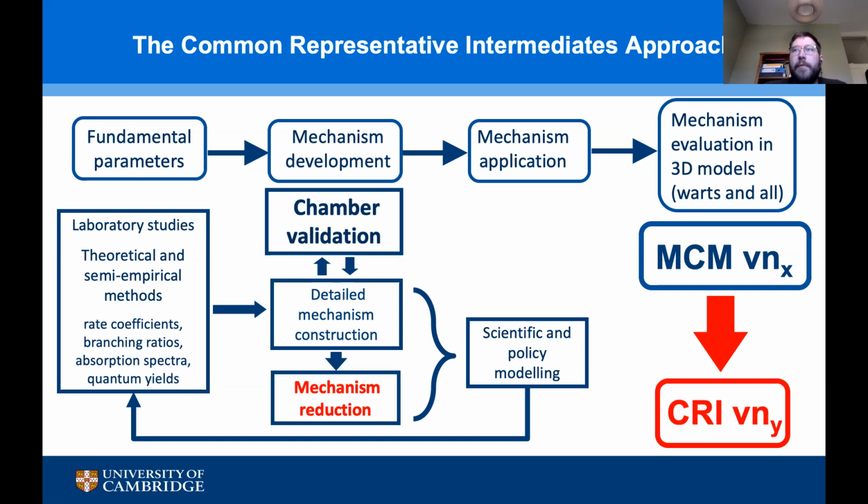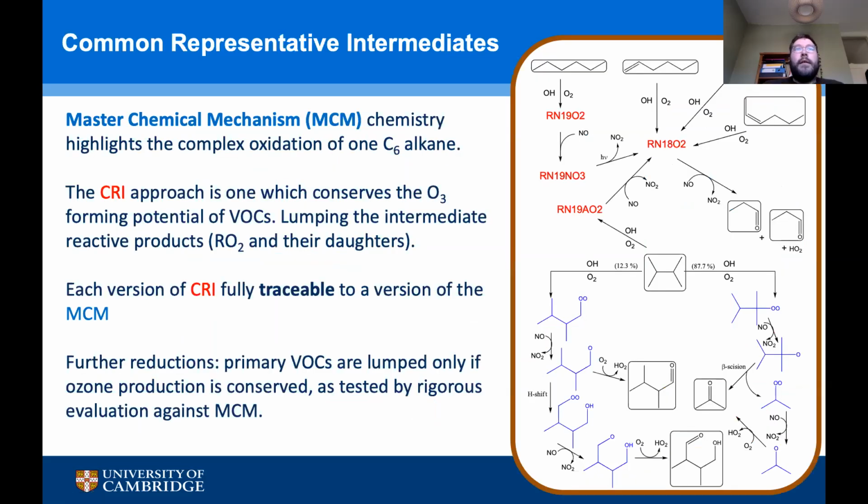And when we say maps to it, really what we're saying is that, given the same input of VOCs and NOx, it will produce the same amount of ozone, and it has traceability to that scheme. And if the MCM gets updated, then they can go through this process again to update the CRI. And this is just a summary of what I was just talking about there.